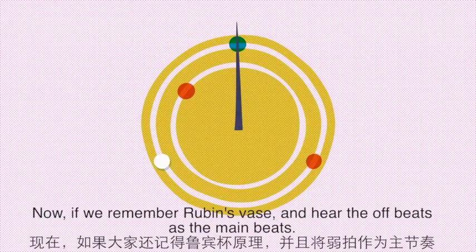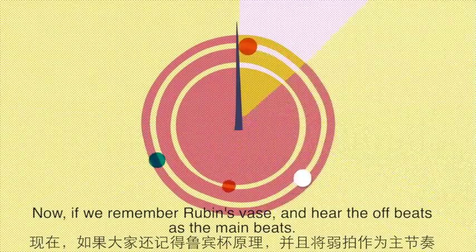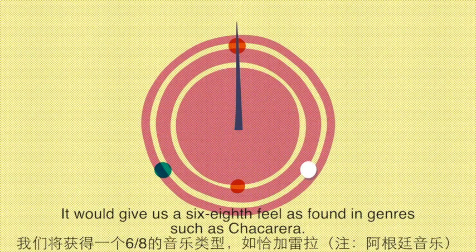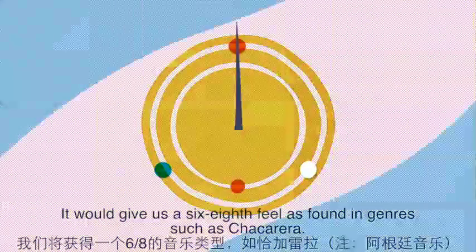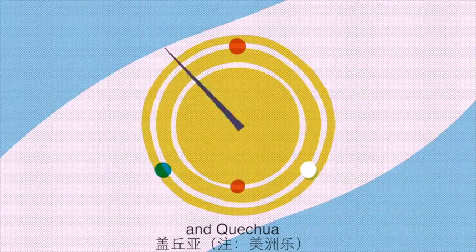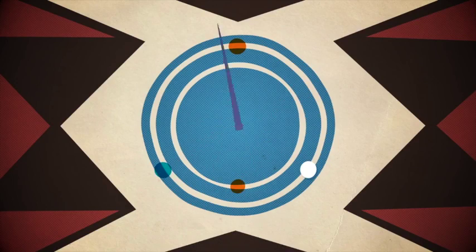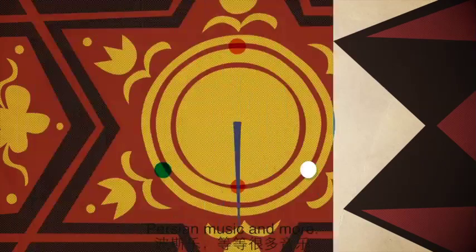Now, if we remember Rubens' vase and hear the offbeats as the main beats, this will give us a 6/8 feel, as found in genres such as chacarera and cueca, Persian music, and more.